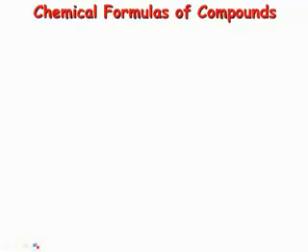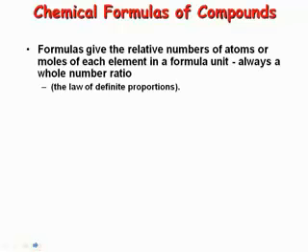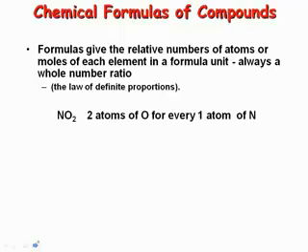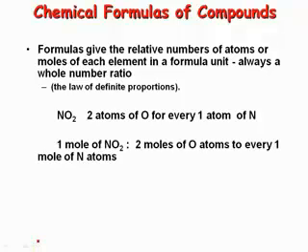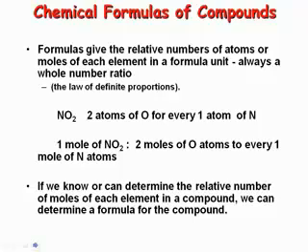Okay, now let's take a look at chemical formulas of compounds. If you remember from before, the formulas have two components. We have the element symbol and then we have subscripts, and these subscripts tell us the mole ratios of each of the elements that's in the compound. So for example, if NO2 is our compound, that says I have 2 atoms of oxygen for every 1 atom of nitrogen, which also means that for every 1 mole of the NO2, I have 2 moles of oxygen atoms to every 1 mole of nitrogen atoms.